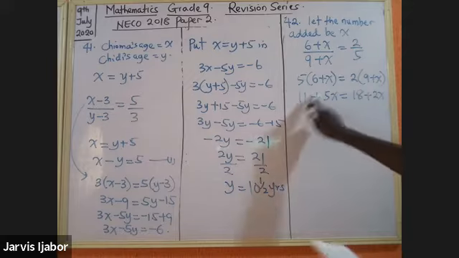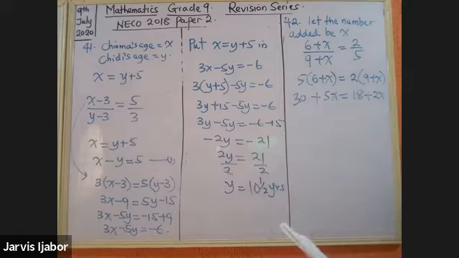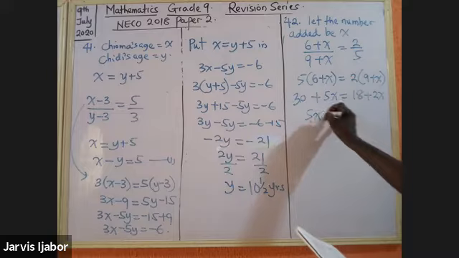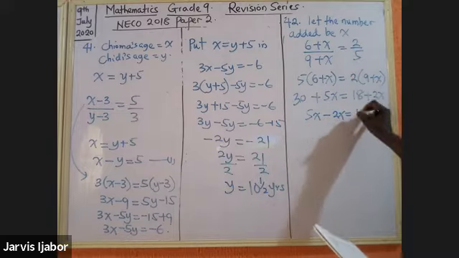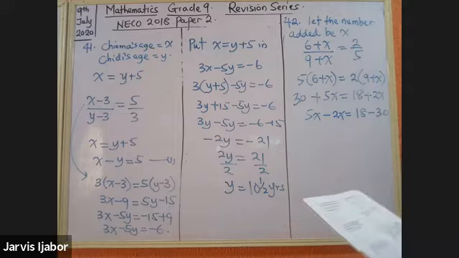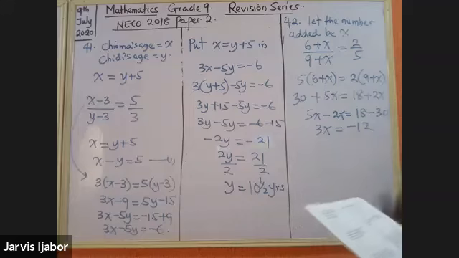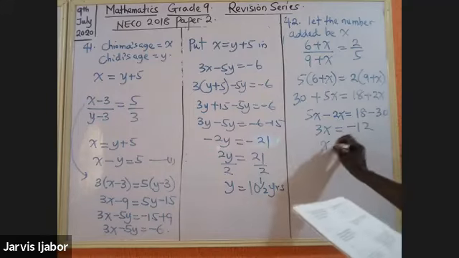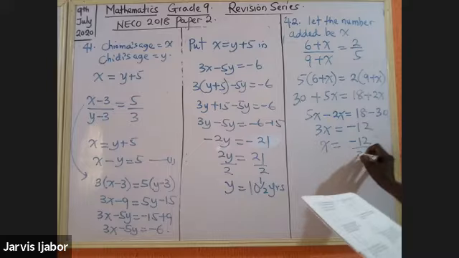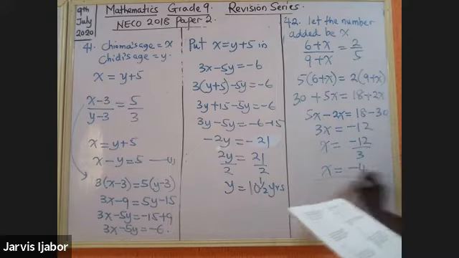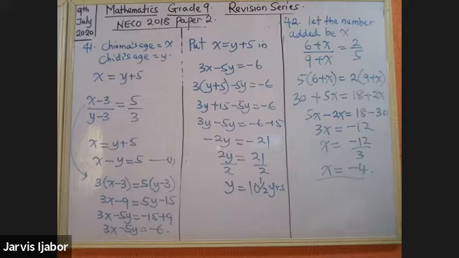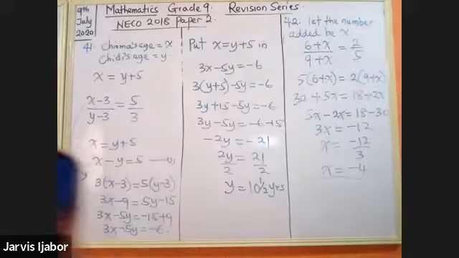Am I right? This should be 30. Chibrama, confirm for me. That should be 30. So this will be 5x minus 2x equal to 18 minus 30. So 3x will be equal to minus 12. And x will be equal to minus 12 divided by 3, meaning that x is equal to minus 4. Sorted. X will be equal to minus 4. All right, so I'll give you some time to copy that.